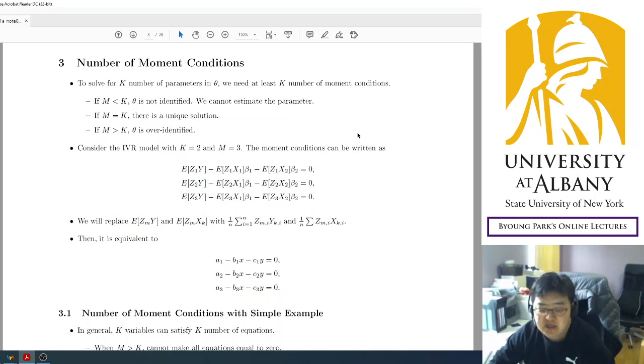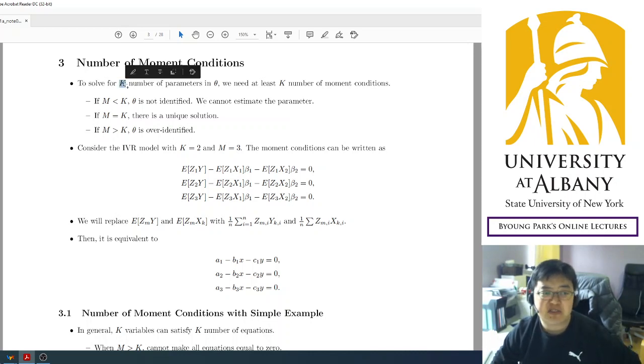Same thing happens here. If you want to estimate k number of parameters, you have to have at least k number of moment conditions. You may have more than that, but fewer than k moment conditions does not allow you to estimate all the parameters.